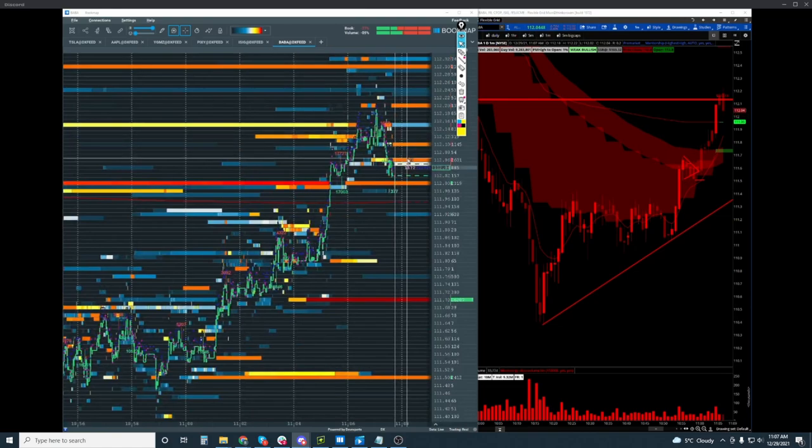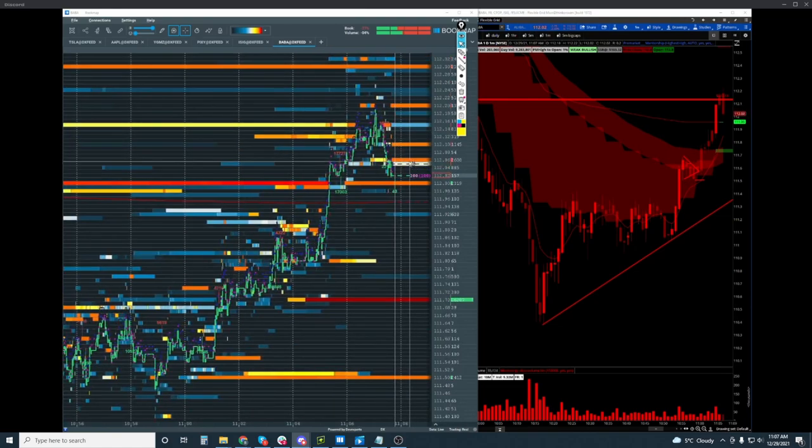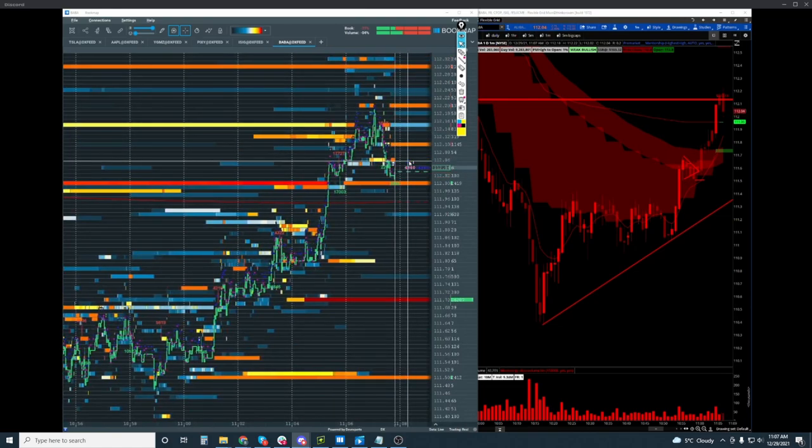Okay, creating a first resistance at 112.06.